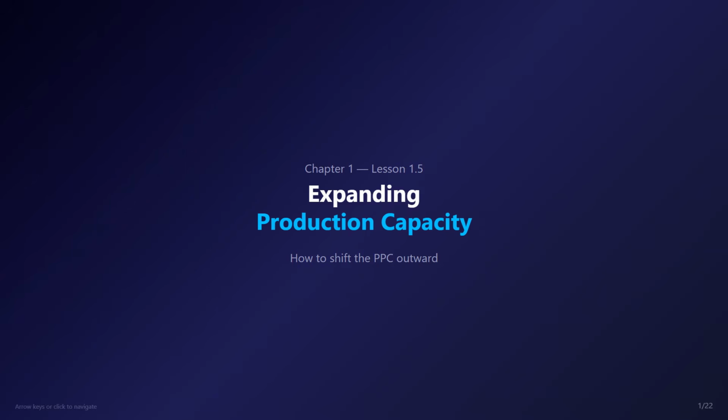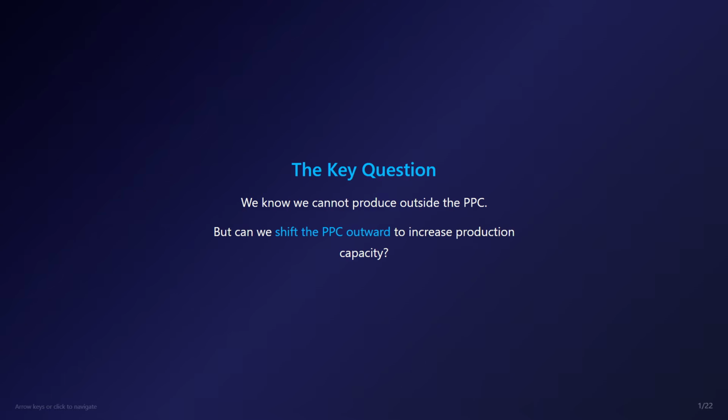Expanding production capacity, how to shift the production possibility curve outward. In previous sections, we saw that it's impossible to produce beyond the production possibility curve. That area represents the impossible frontier. But now an important question arises: is it possible to shift the production possibility curve outward? In other words, can we increase the economy's production capacity?